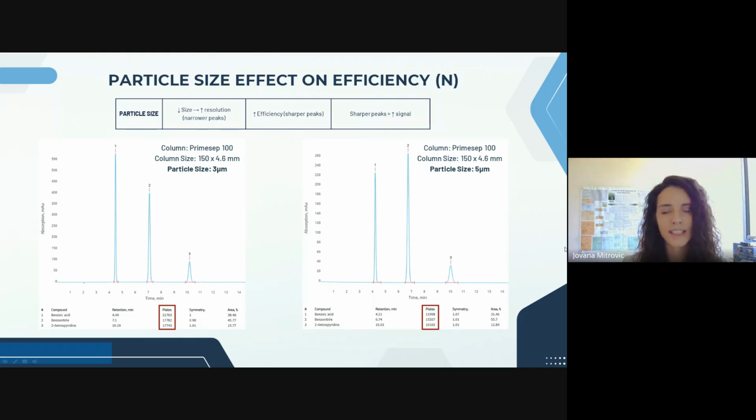The downside is higher back pressure, but that also depends on the viscosity of your mobile phase. So if the mobile phase is not too viscous and we can use 3 micron particles, that's always the way to go. We'll always achieve better separations. So again, it's a trade-off. If you need higher resolution and can manage the pressure, smaller particles are always the way to go.